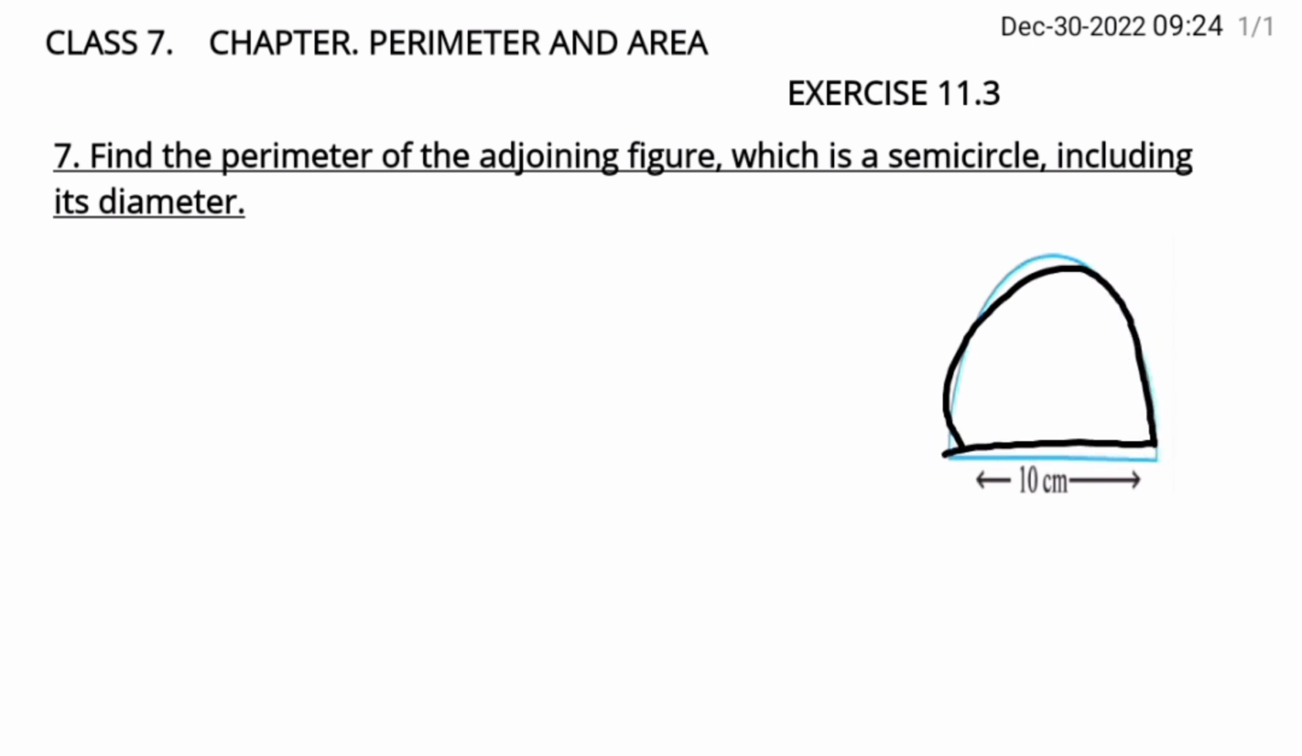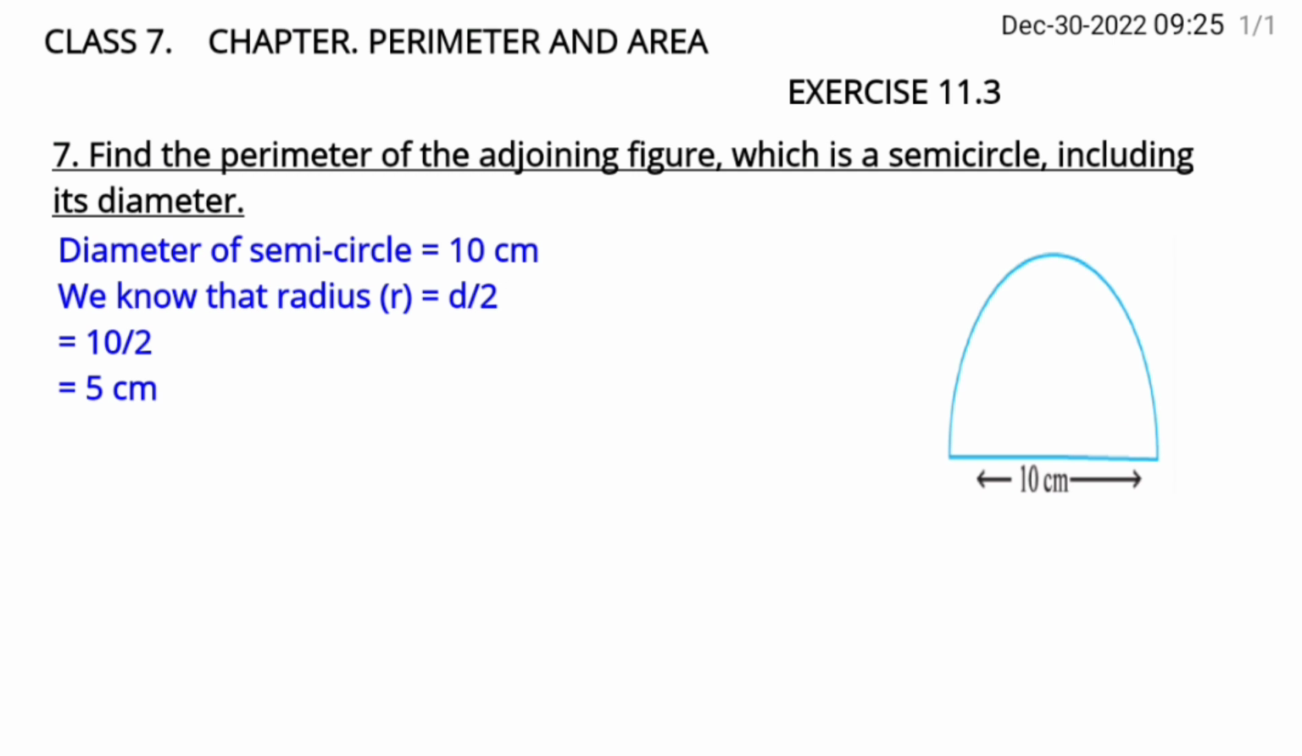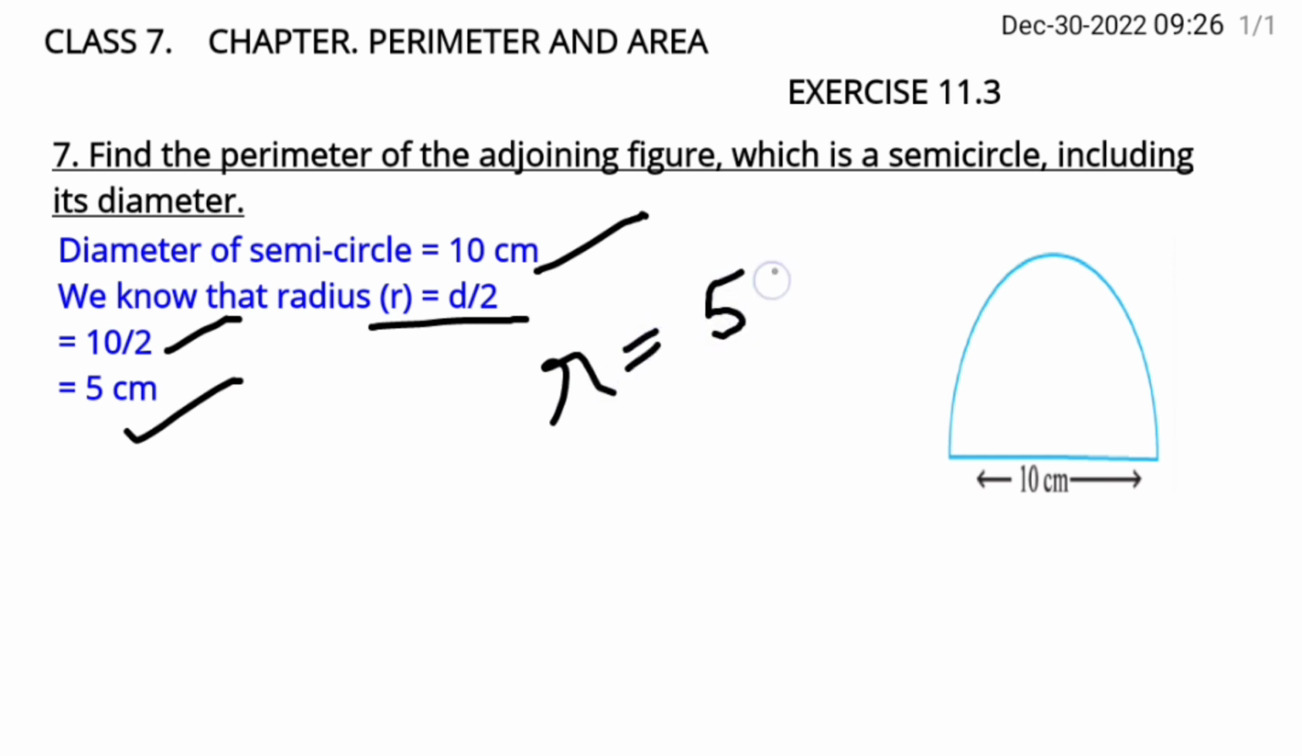So how will we find it? Let's write what is given to us. Its diameter is given to us, so first we'll calculate the radius. I have written the given information: the diameter of the circle is given. Next we need to calculate the radius. Radius is half of the diameter, so radius is equal to diameter upon 2. Next I have written the values. Diameter is given as 10, so 10 upon 2. 10 divided by 2 gives you 5 centimeters. So the radius of this given semicircle is 5 centimeters.